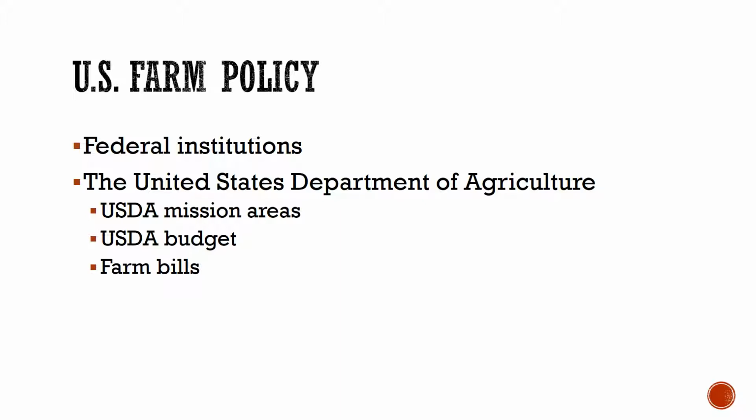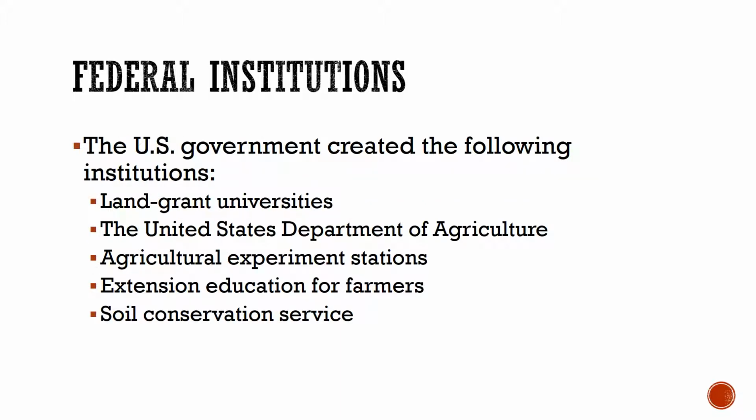Now we're going to look at federal institutions for farming and ranching and agriculture in the United States, and then we're going to look at the USDA. There are 7 mission areas that they have, the USDA budget, and how that budget is then formed into a farm bill.